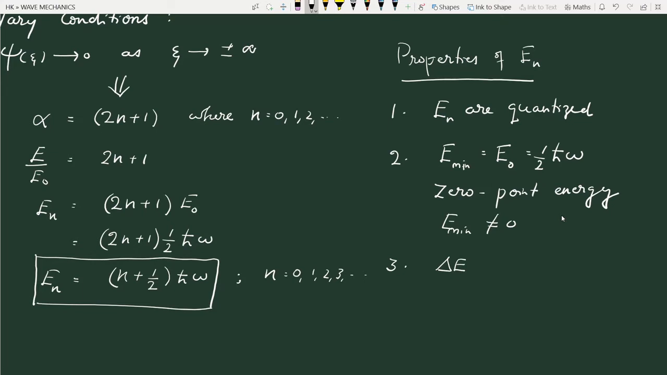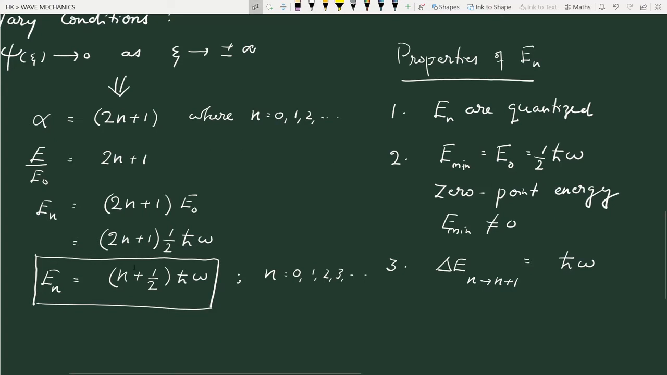Energy difference between the nth state and n plus 1th state. That means the energy difference between two nearby states. What is that energy value? It is always h cross omega. So the energy difference between adjacent energy levels in a linear harmonic oscillator is always h cross omega.